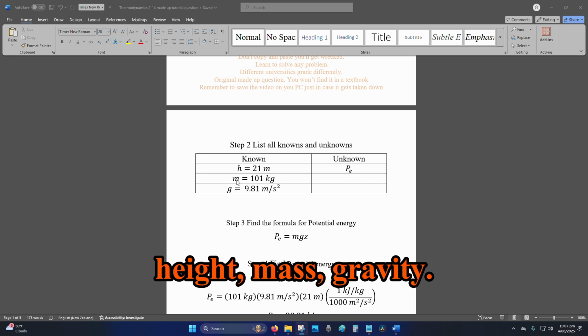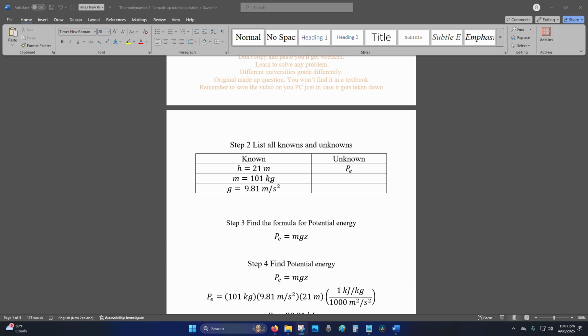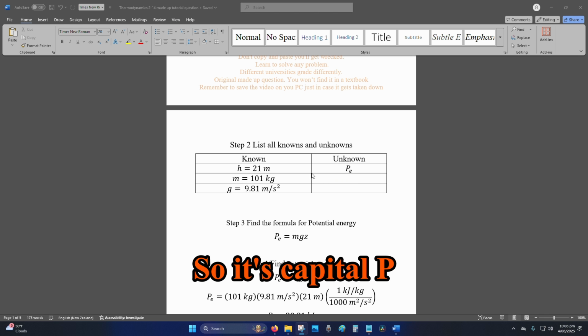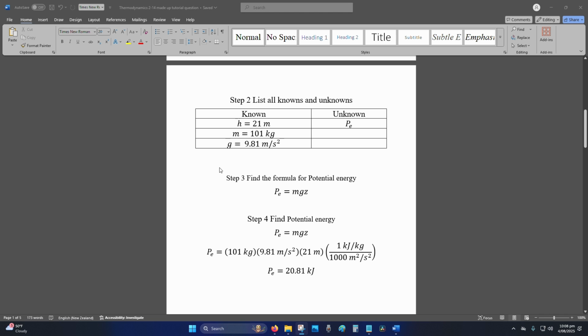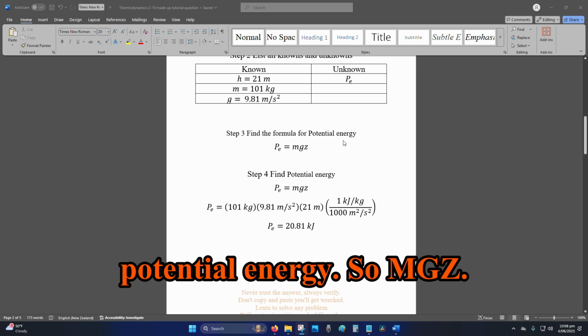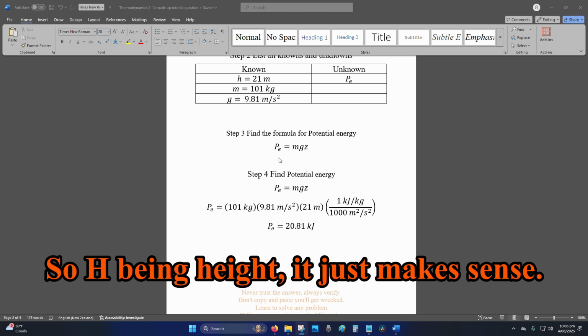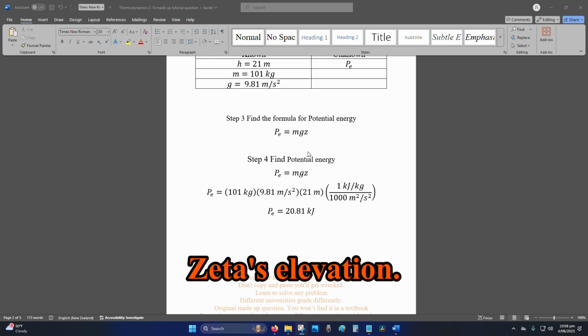So we've got height, mass, gravity, so mgh or mgz in this case, and then potential energy, so it's capital P because we have the mass. Step 3, find the formula for potential energy, so mgz, sometimes it's mgh, so h being height, it just makes sense. Z is elevation.